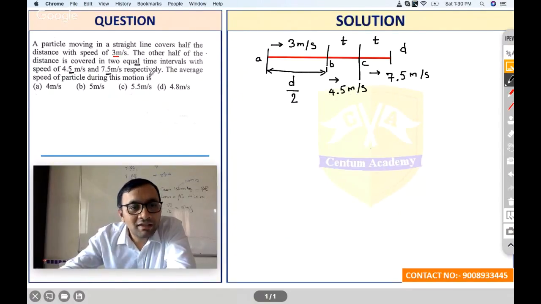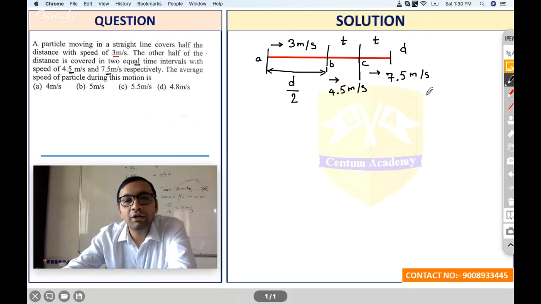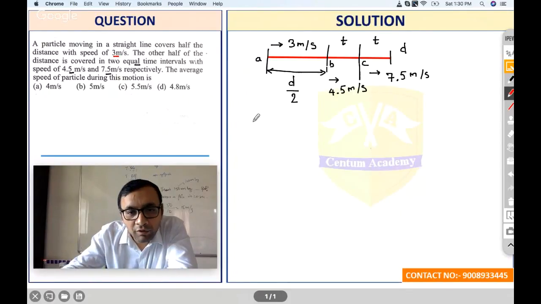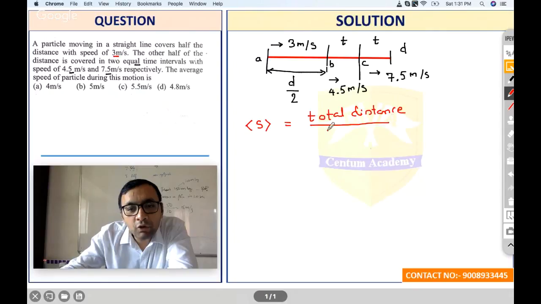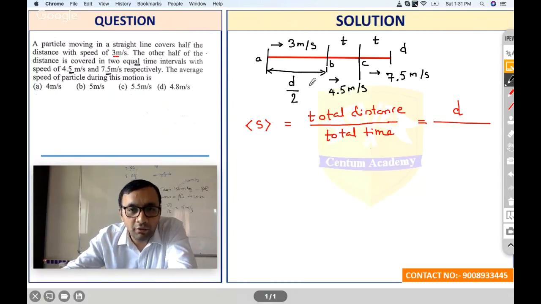Now, what is asked is to find the average speed of the particle during this motion. We know that the average speed of a particle is the total distance covered by the particle divided by the total time. Total distance, we have assumed to be equal to d. Now total time, how will we find out?